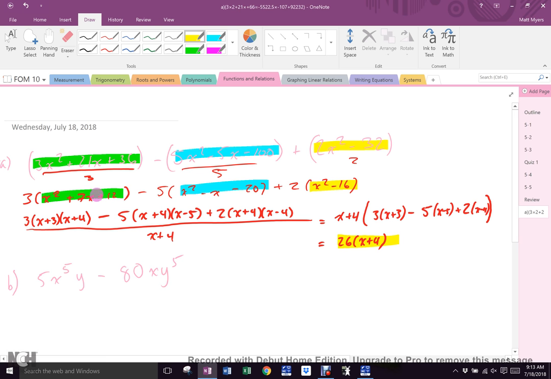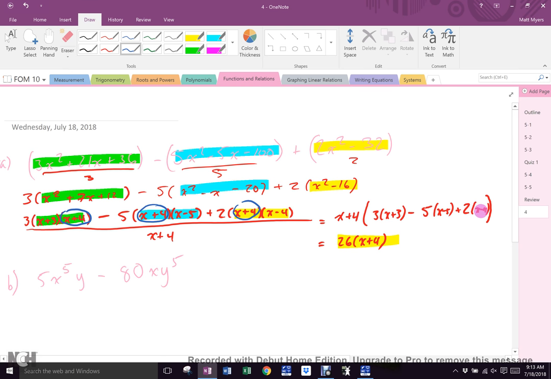So, I showed you how to get to here, and then what did I do with the green one? I factored it there, I factored the blue one there, and I factored the yellow one there, correct? Now, what do you notice? X plus 4, X plus 4, X plus 4. So I GCF'd that, took it out, right?